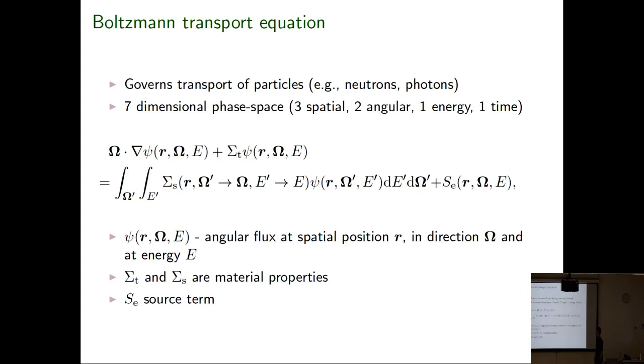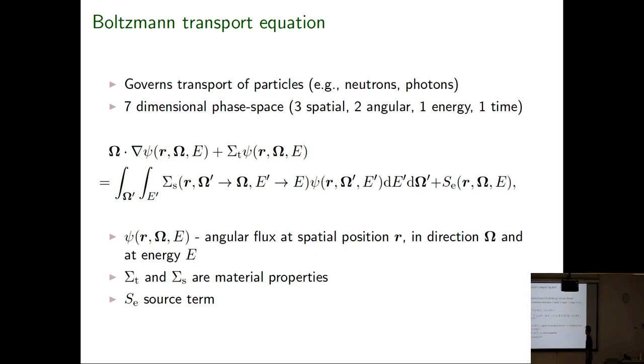So yeah, there's a 7-dimensional phase space. There are 3 spatial dimensions, 2 angular dimensions that tell you which direction your particles are moving in, an energy/frequency dimension that tells you how quick your particles are moving, or the frequency they're at for photons, and there's a time dimension. So it's a linear PDE, thank goodness, at least as I've written it here.